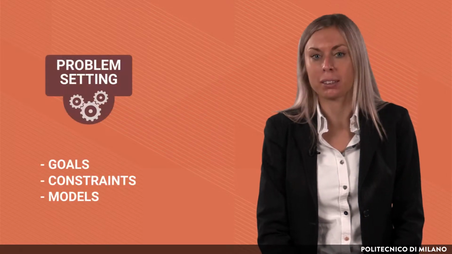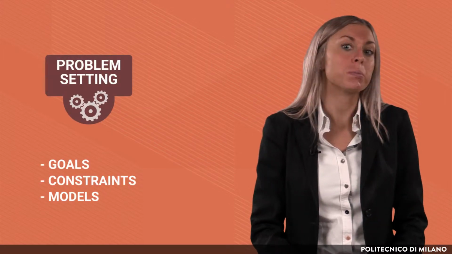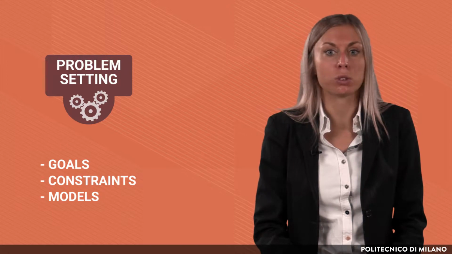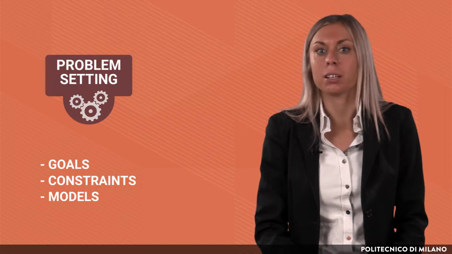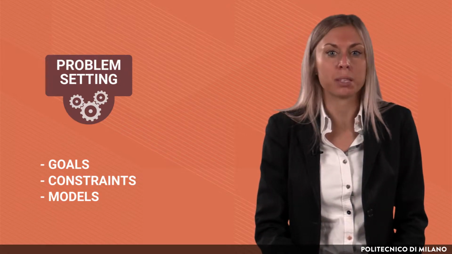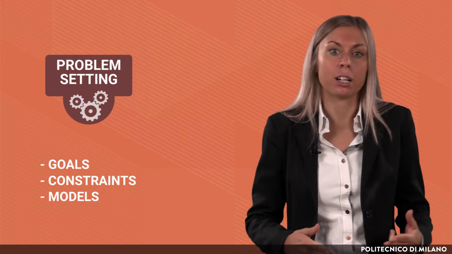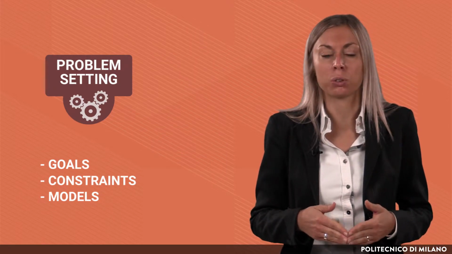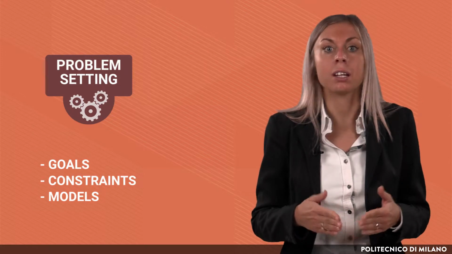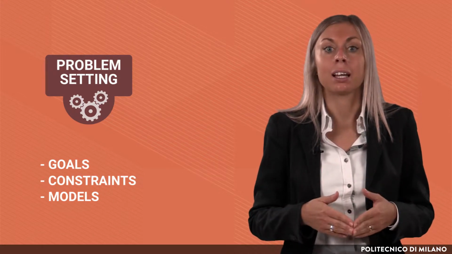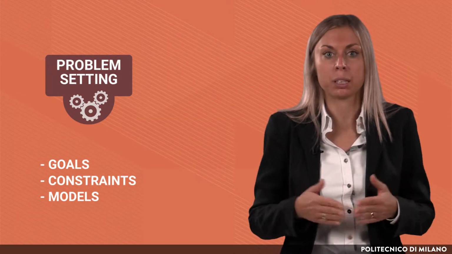In this lecture, we are going to investigate the last main decision related to problem setting. As a recap, problem setting is the first phase of the decision-making process and aims at understanding which are the main elements of the problem. Three are the main concepts to take into account, which are goals, constraints, and development of the models. Let's see the development of models.